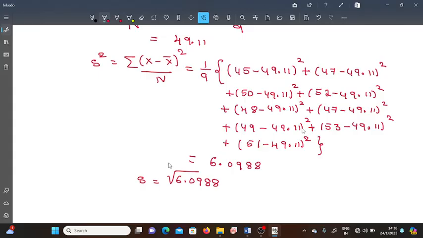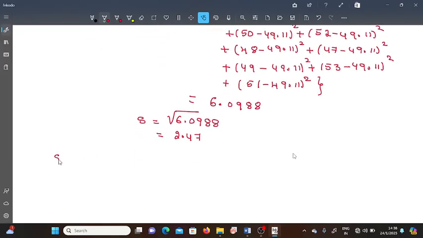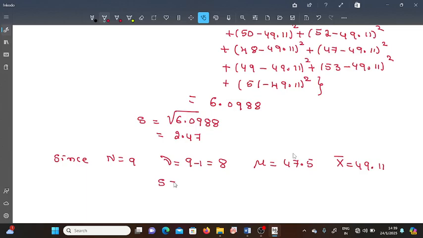Once we find the sample standard deviation, the value is 2.47. Since the sample size is 9, the degrees of freedom becomes 9 minus 1, that is 8. The population mean given is 47.5, the sample mean x bar is 49.11, and the sample standard deviation s is 2.47.